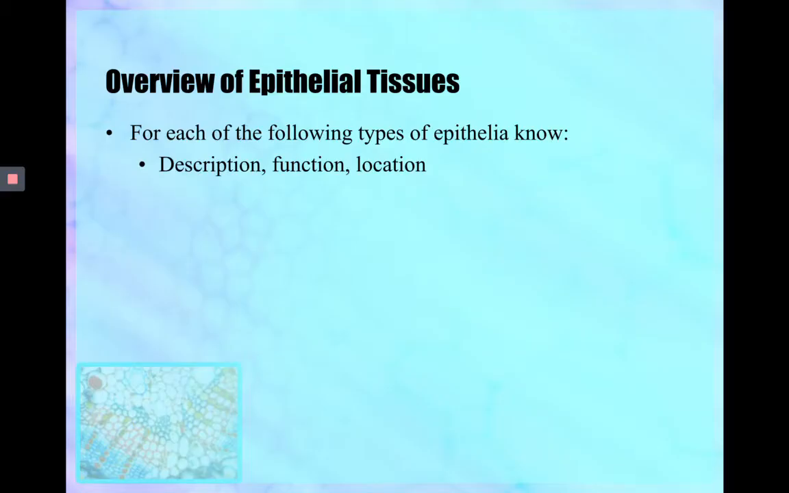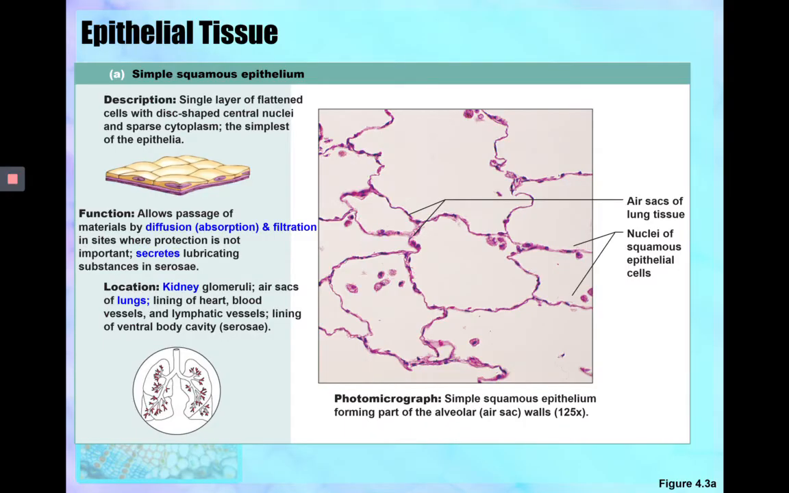So now that we've gone over the characteristics, the shapes, how we name types of epithelial tissue, let's look at different types of epithelial tissue. So for each of the following types of epithelial tissue, you do need to know a general description, like squamous cells are flat, and if I say it's simple squamous epithelium, it's a single layer of flat cells. That's an example of a description. Pay attention to its function and also the general locations. So let's start with simple squamous epithelium.